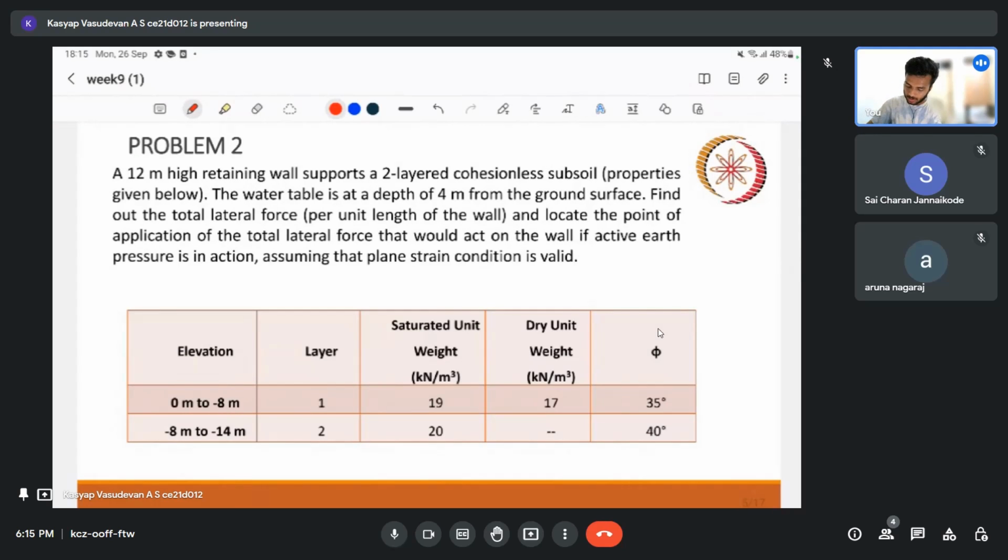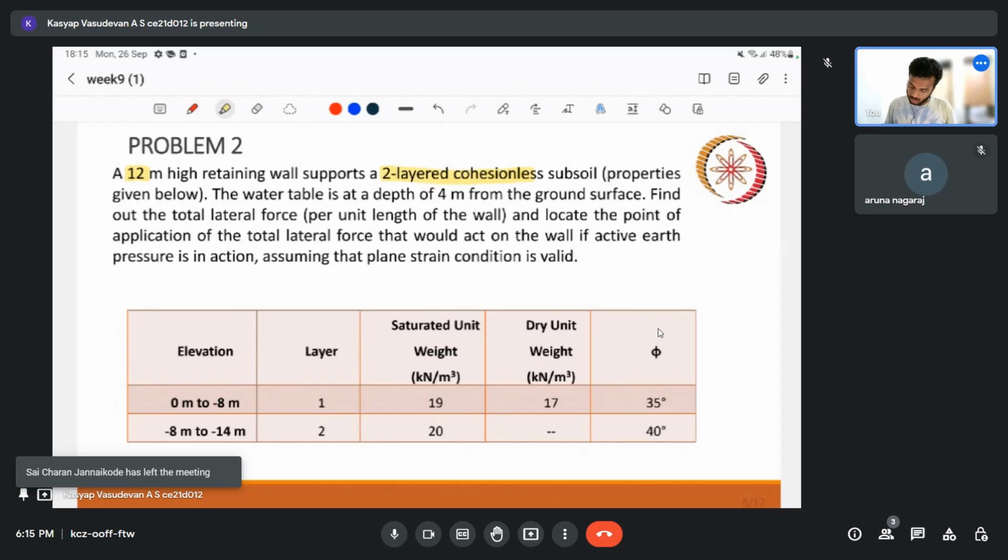Here we have a retaining wall, 12 meter long retaining wall, two layer. So we have a layered soil now. Rankine started with a homogeneous soil, but later we can extend it to a layered soil, and properties are there as in the given table. Okay, the water table is at a depth of 4 meter from the ground surface. Find the total lateral earth pressure. So here we are supposed to find this lateral force and locate the point as well as the magnitude of this lateral force, if the active earth pressure is in action. So in the active state we are supposed to do it.